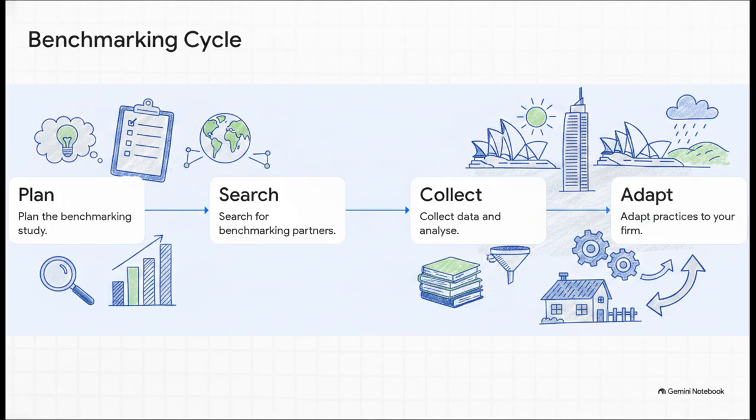You start by planning what to benchmark, searching for the right industry partners or data, and then collecting and analyzing that data. But here's the most crucial part of the whole cycle: adapting. You absolutely cannot just copy and paste an ISO standard. Think about it. A high-rise project in downtown Sydney has a vastly different footprint, climate, and organizational structure compared to a residential build in a regional town.